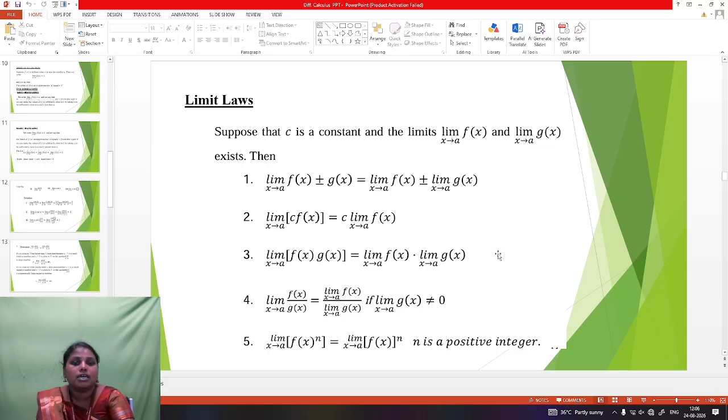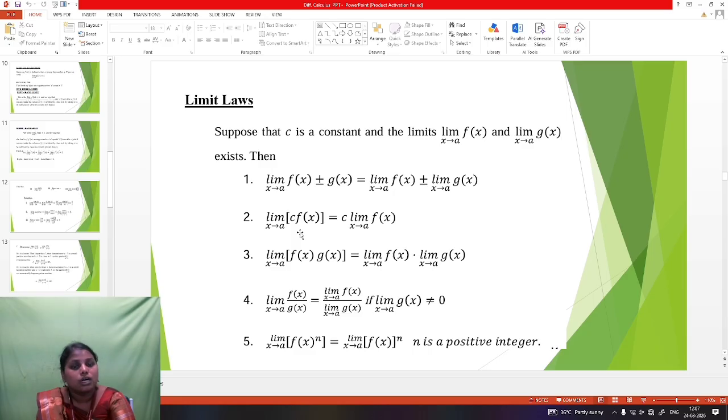Limit laws for two functions. First one is plus or minus: the limit as x tends to a of f of x plus or minus g of x equals the individual limits applied, the limit as x tends to a of f of x plus or minus the limit as x tends to a of g of x. Second one, the limit as x tends to a of c times f of x equals c times the limit as x tends to a of f of x.